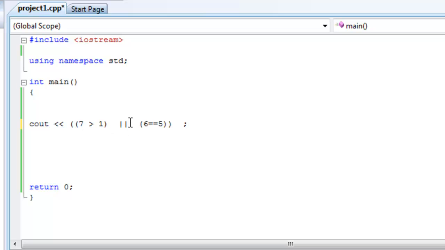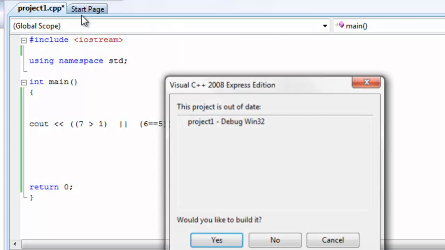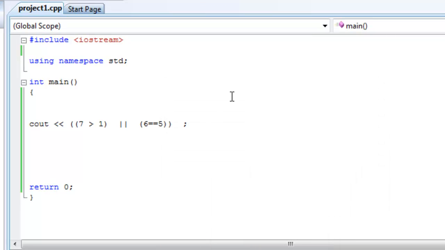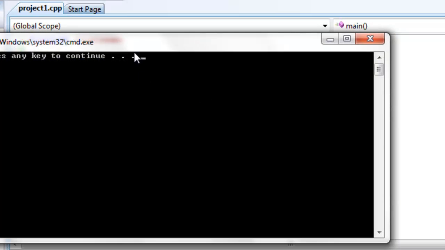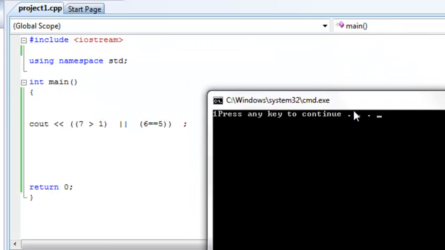Basically what happens is it's going to give us a true right now if we debug it. Let's debug it first. Okay, so start without debugging, yes. And we wait for it to run, and it gives us a 1. Okay, so we have a 1. So the whole expression is true, but that's because the OR gate doesn't operate like the AND gate.